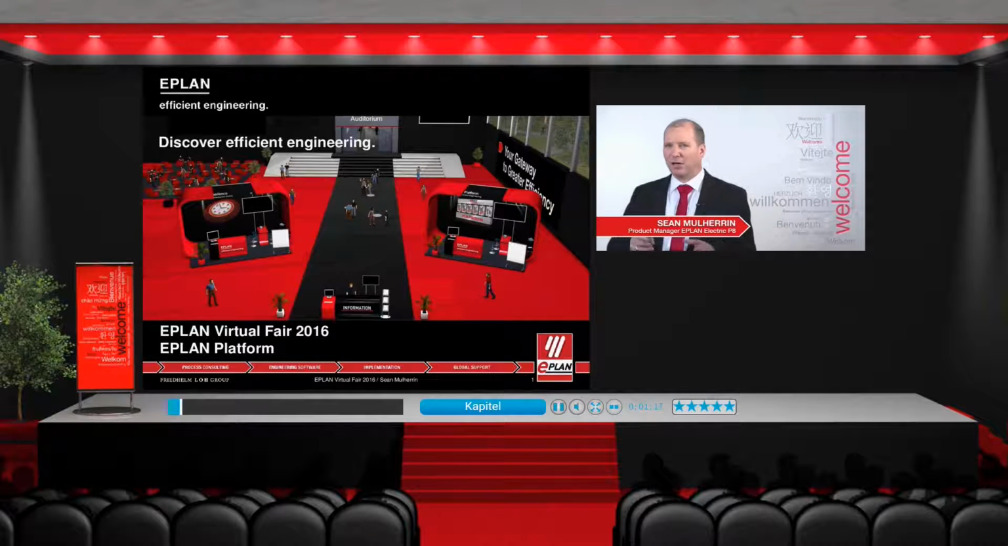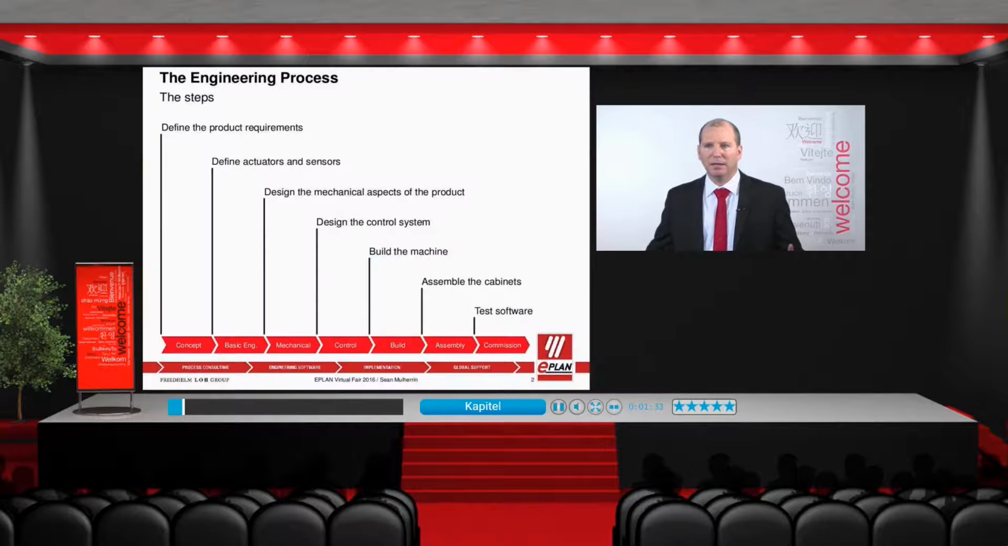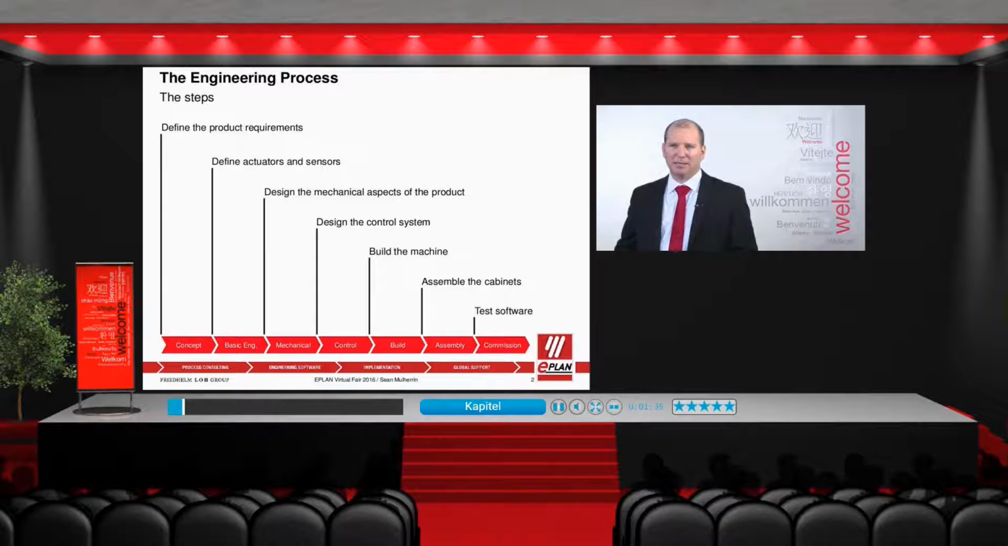Before we start going into the details of the platform, let's first look at the engineering process that everybody goes through when they build a machine, a system, or a product. They typically go through the same workflow every single time. We typically start with a concept. The concept allows you to define the product requirements. What is your machine supposed to do? What is your product going to look like? How am I going to make it work?